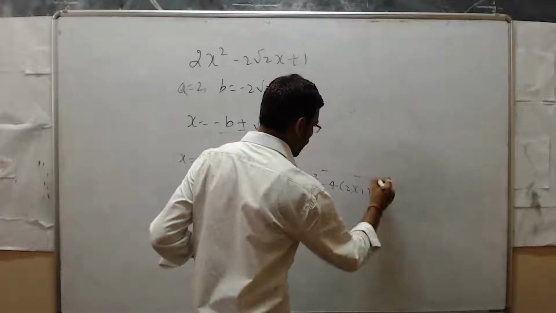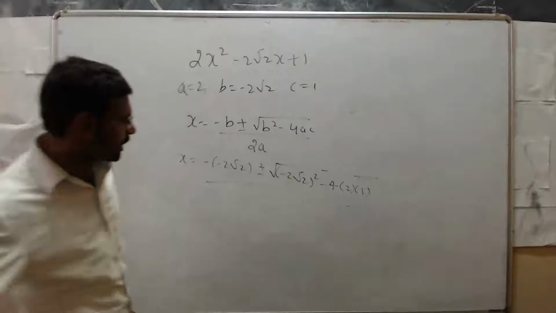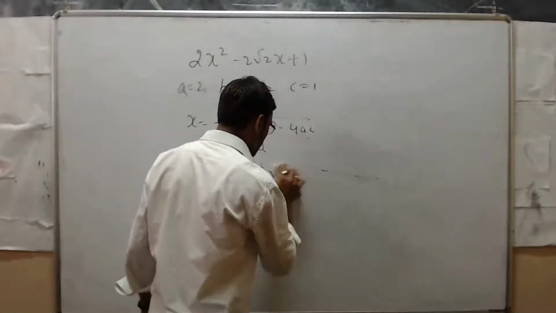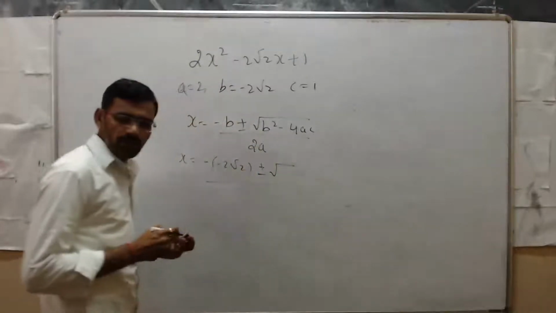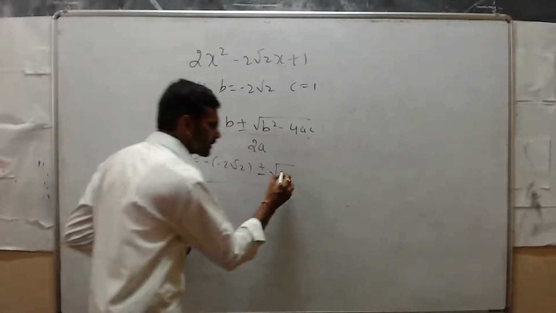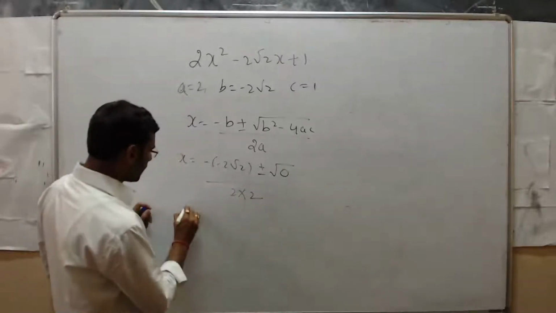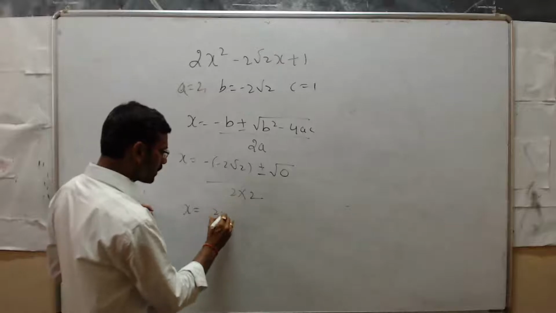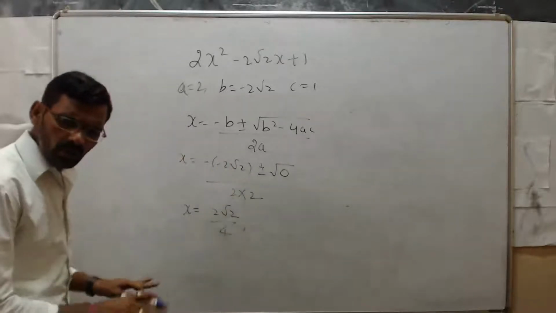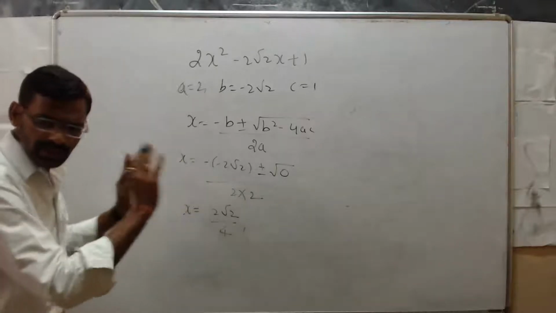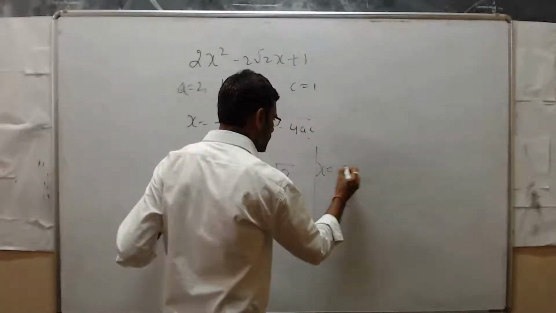Divided by 2a. Keep the root as it is. What is the value of b square minus 4ac? Just solve it. It is 0. Divided by 2 into a value 2. Therefore, x is equal to minus into minus, plus 2 root 2, divided by 4, plus or minus root 0. Root 0 value is 0, so plus 0 or minus 0 is negligible. Therefore, x is equal to how much?